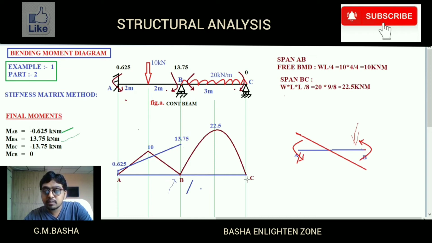See here, this is the initial position of the beam. After applying a force from the downward direction, the beam moves up to 13.75 kilonewton in the forward direction. See here, whenever an external force is applied like this, it will move in the forward direction. Again, you can come to C.